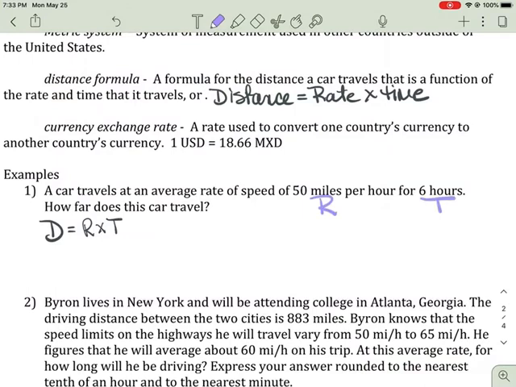And how long is 6 hours? So our distance is going to be 50 miles per 1 hour times 6 hours. Now we're going to multiply straight across, okay?